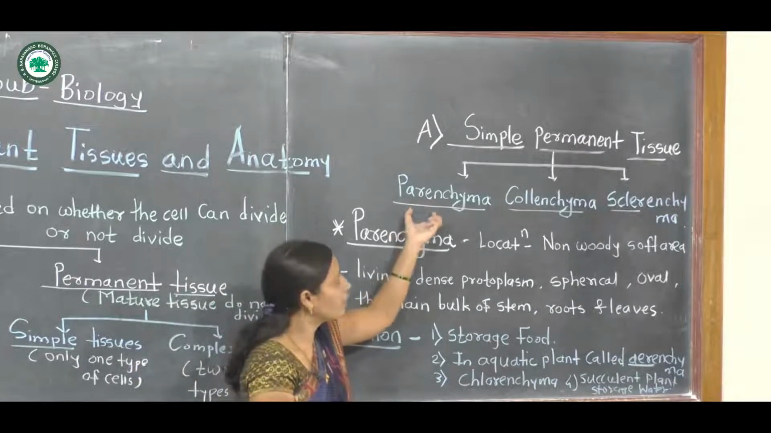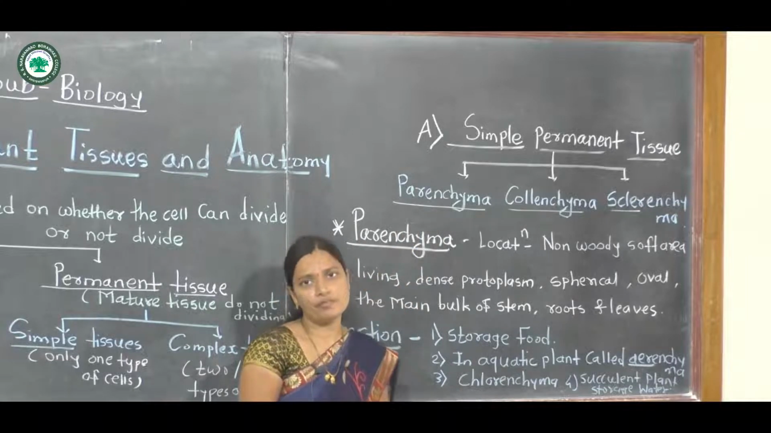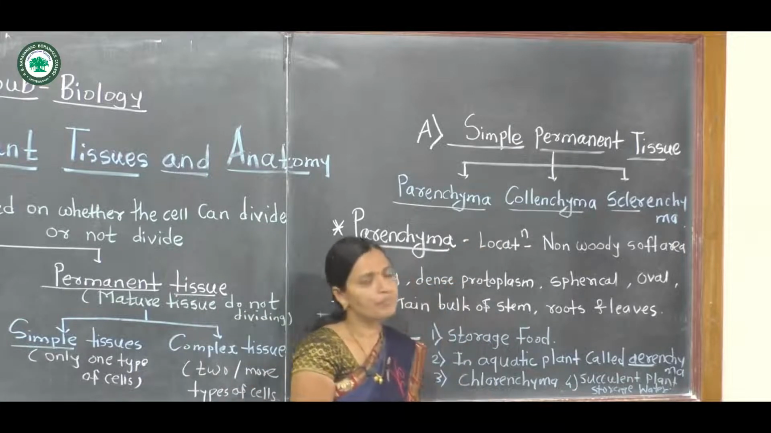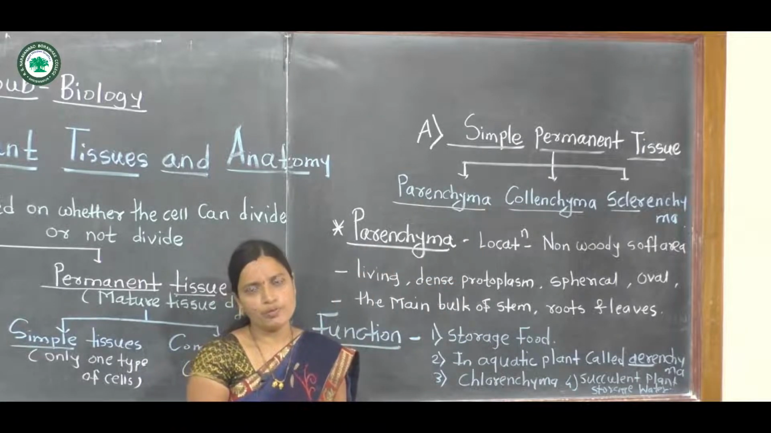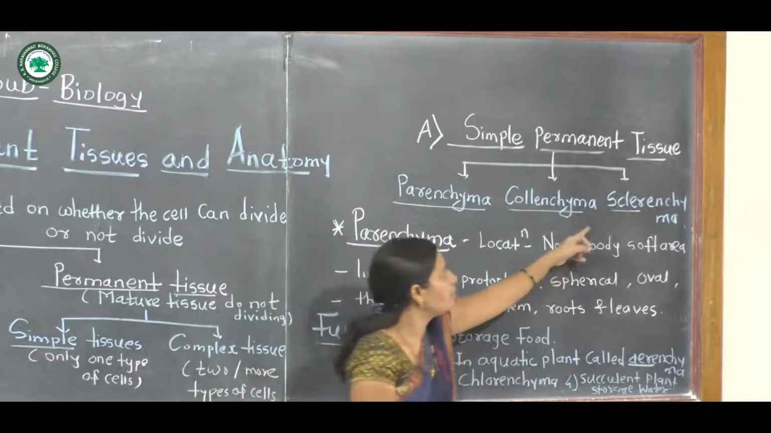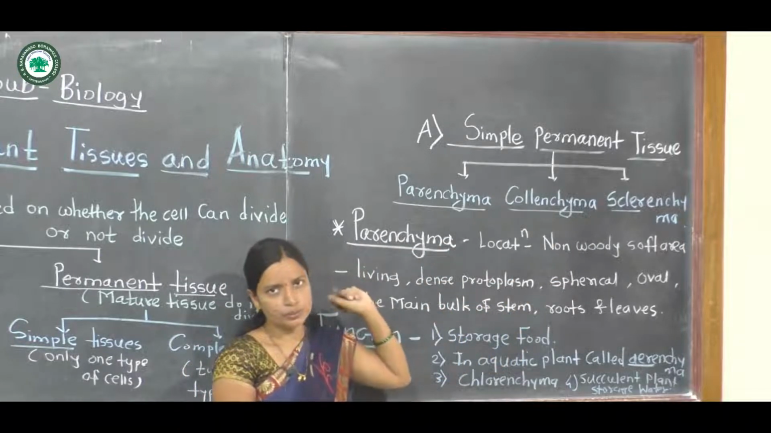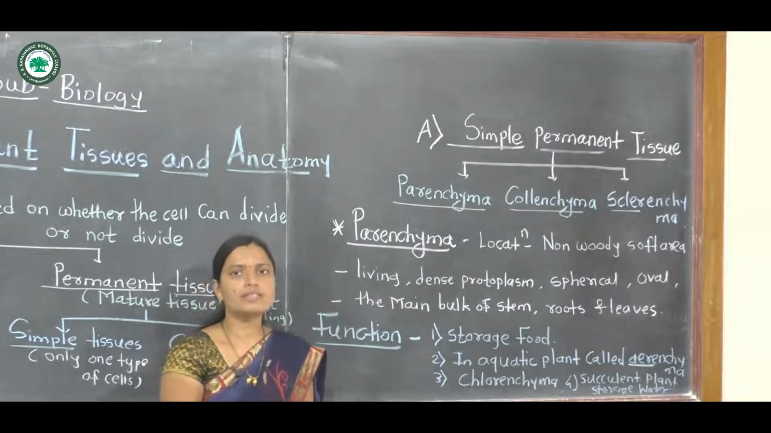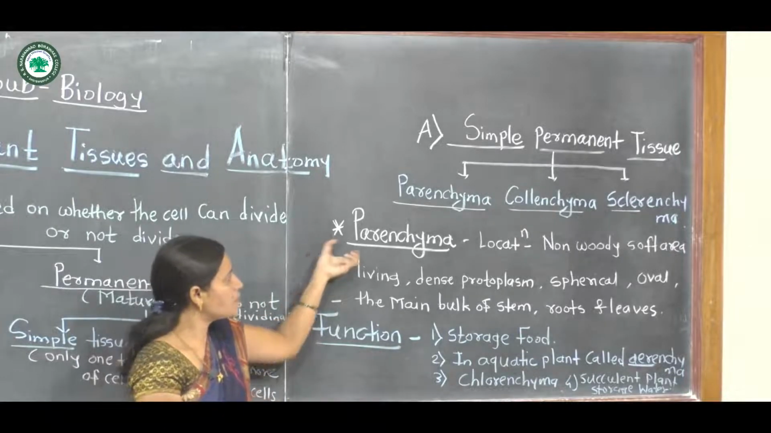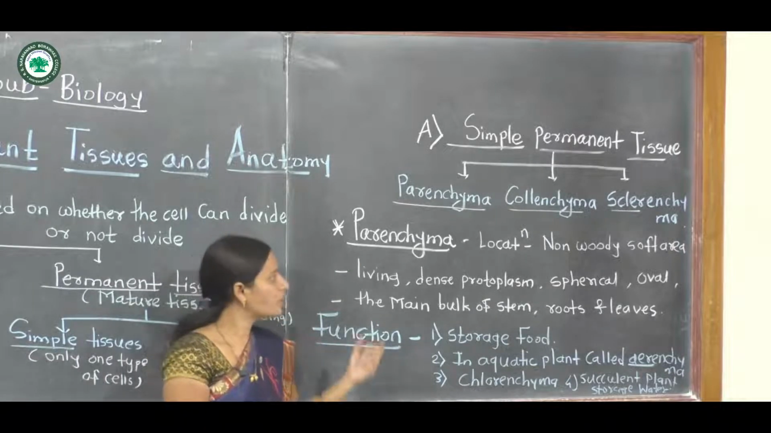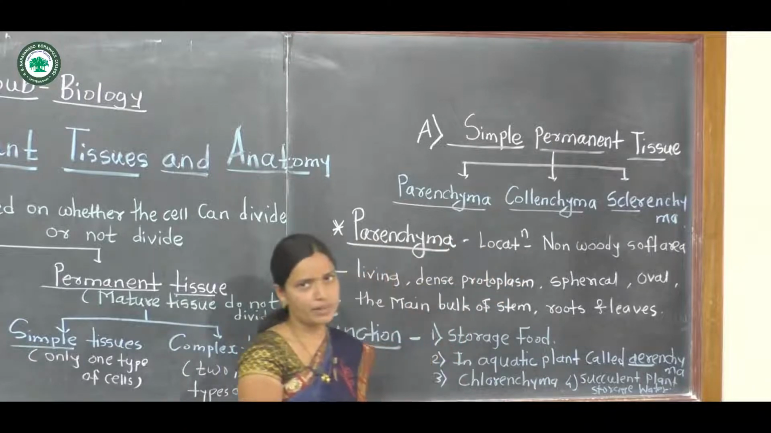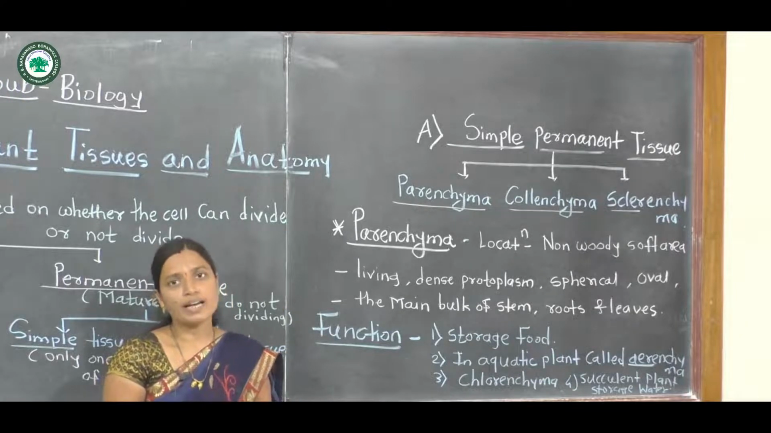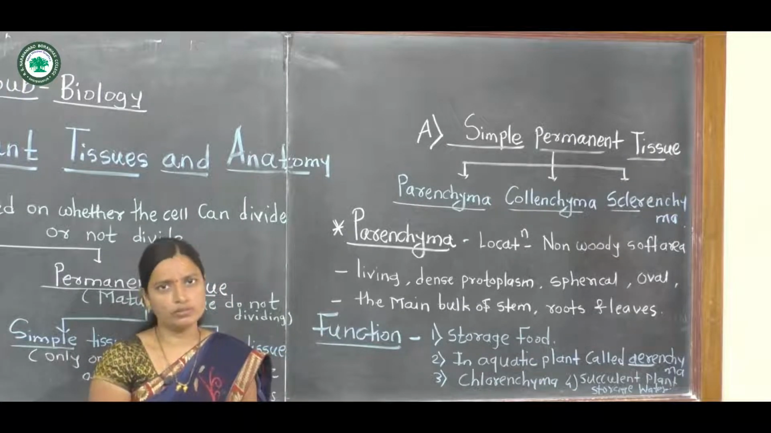This is an important tissue, made of living cells found in the plant body. The second type of tissue is collenchyma. It is another type of living tissue found in the plant body, and sclerenchyma is dead tissue. These are the three types of simple permanent tissue. Now the first, parenchyma. The location of this tissue is the non-woody soft area of the plant body, and its important characteristic is that it is living tissue.